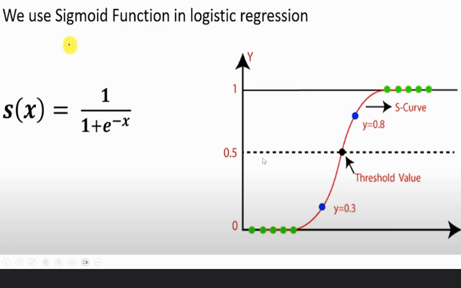This is the threshold value, and if the value lies between the threshold value and 1, it belongs to class 1, and if it is less than the threshold value, then it belongs to class 0. These data points belong to class 0 with a probability of 0.3, and these data points belong to class 1 with a probability of 0.8. This is how the sigmoid function in logistic regression looks.